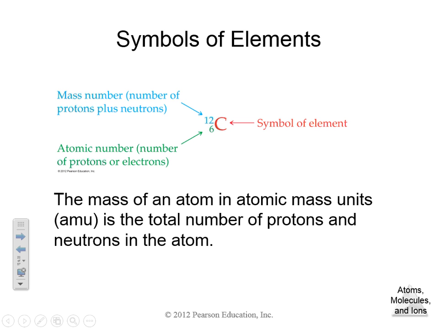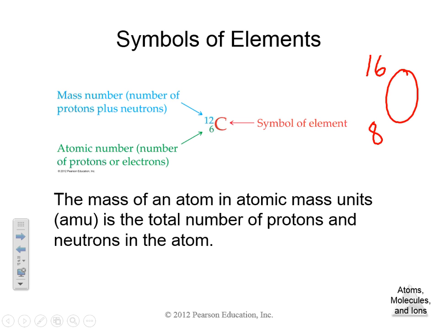So what you'll see is we have something like C, and we have 6 and 12. The number on the bottom is the atomic number. The number on top is the mass number. So hypothetically, you could see something like this. That's oxygen. Again, how many protons does it have? 8, because that's the atomic number on the bottom. And what's its mass number? 16.